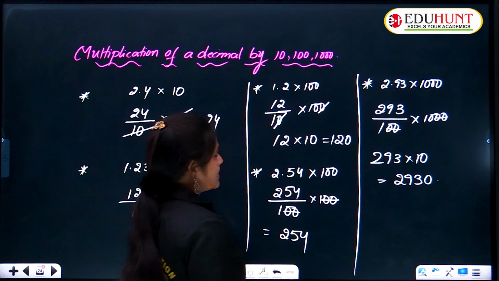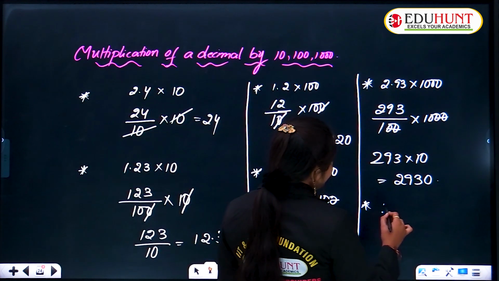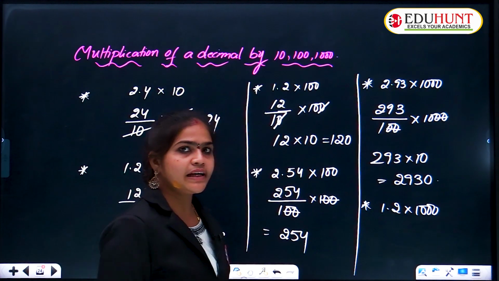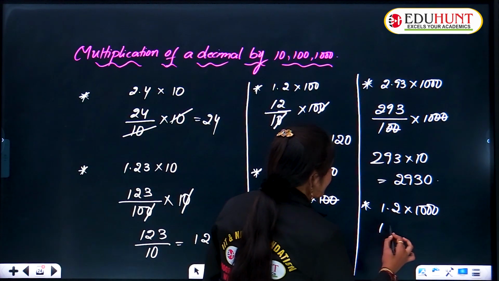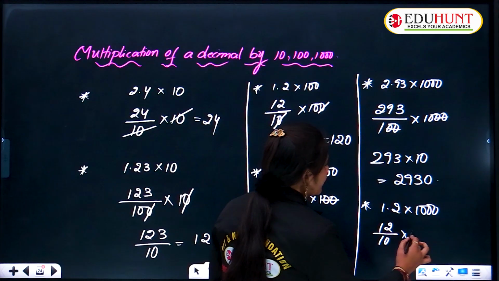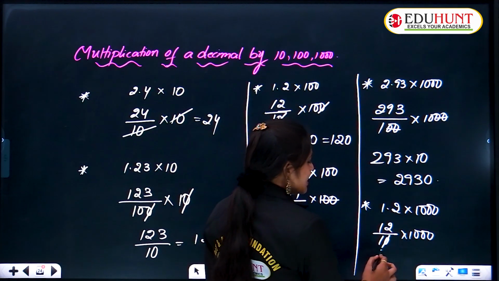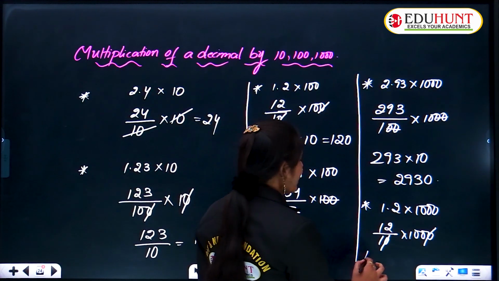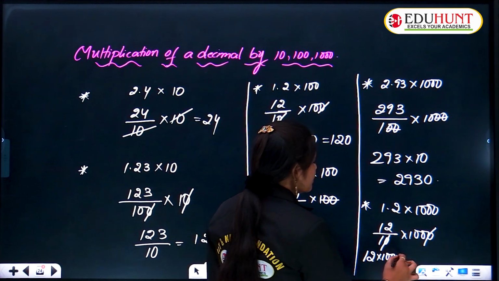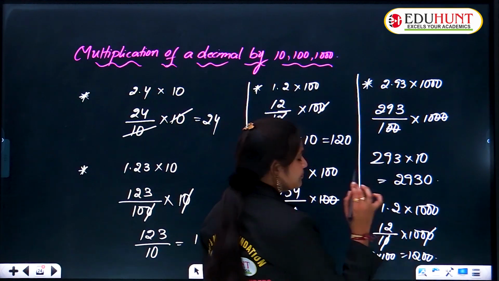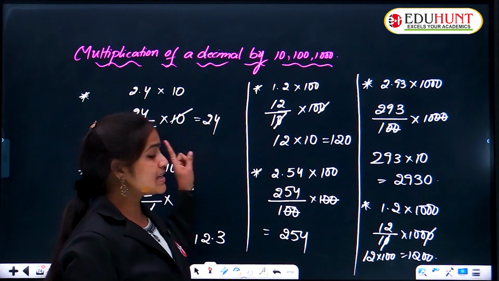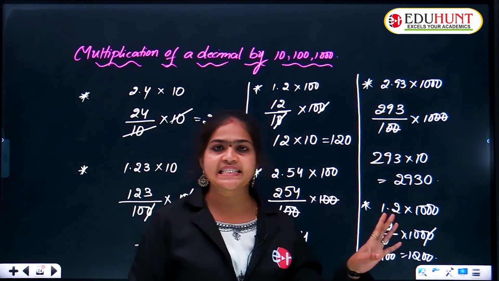Understood? Yes. And in the same way, one more example: 1.2 into 1000. Then how much will you get here? 1.2 means 12 by 10 into 1000. Only 1 zero is there in the denominator, that's why cancel only 1 zero. Then 12 into 100, which equals 1200. So this is about multiplication of decimals.